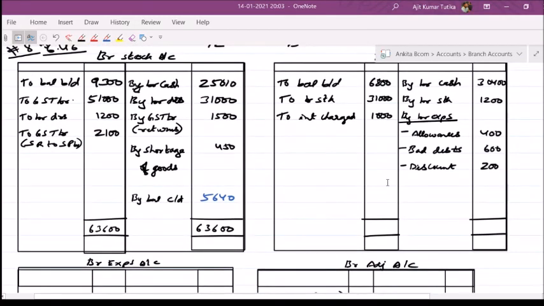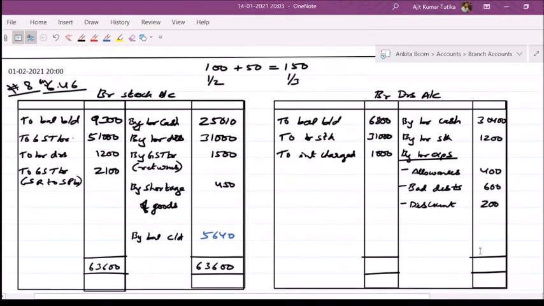Now coming to branch debtors account, again the same case, you don't have closing balance, so 6,800 will take debit side, 6,800 plus 31,000 plus 1,000, which comes to 38,800. 38,800 minus 30,400 minus 1,200 minus 1,200, so it comes to 6,000.